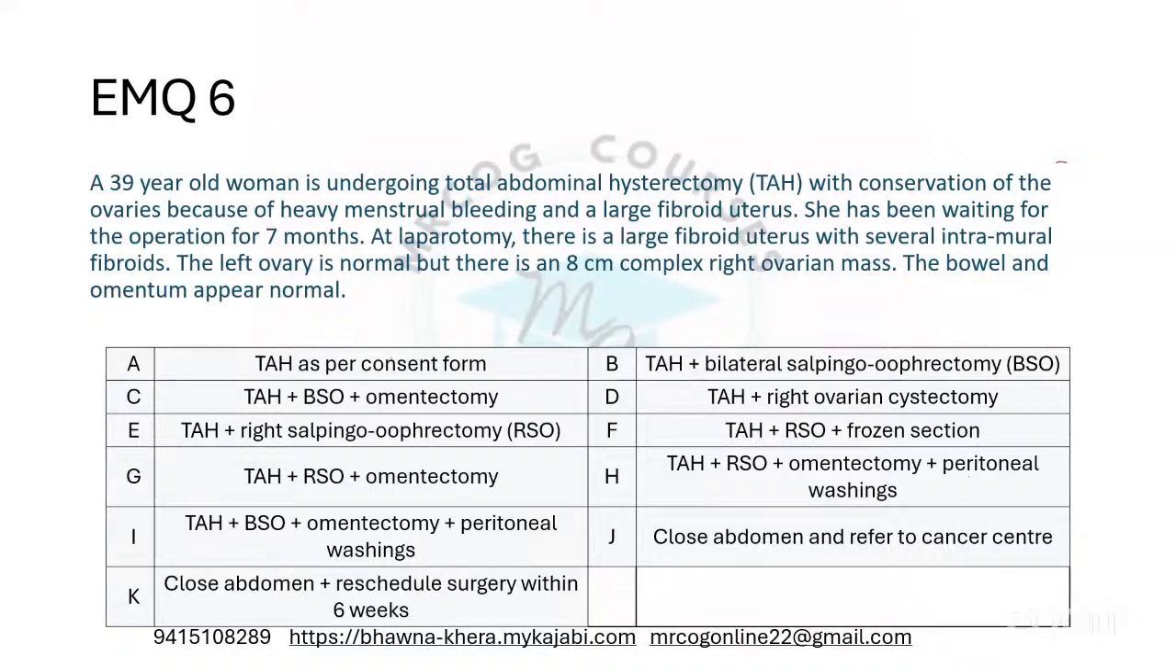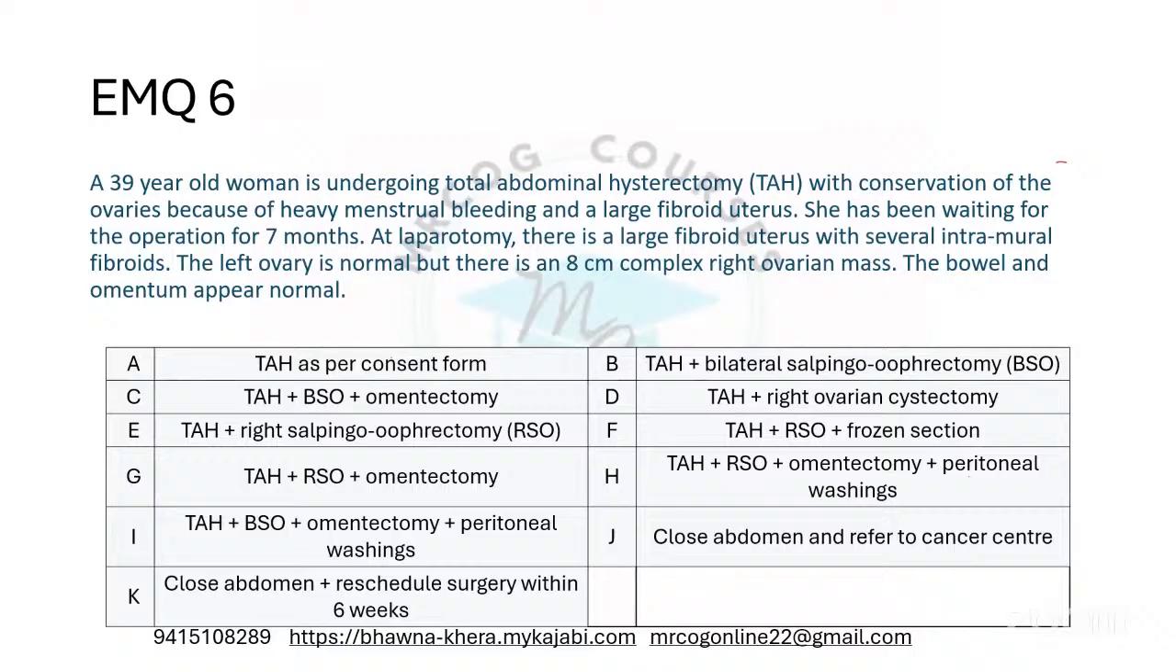A 39-year-old woman is undergoing total abdominal hysterectomy with conservation of the ovaries because of heavy menstrual bleeding and a large fibroid uterus. She has been waiting for the operation for 7 months. At laparotomy, there is a large fibroid uterus with several intramural fibroids. The left ovary is normal, but there is an 8 centimeter complex right ovarian mass. The bowel and the omentum appear normal. Now, what is the most appropriate thing to do in this patient?